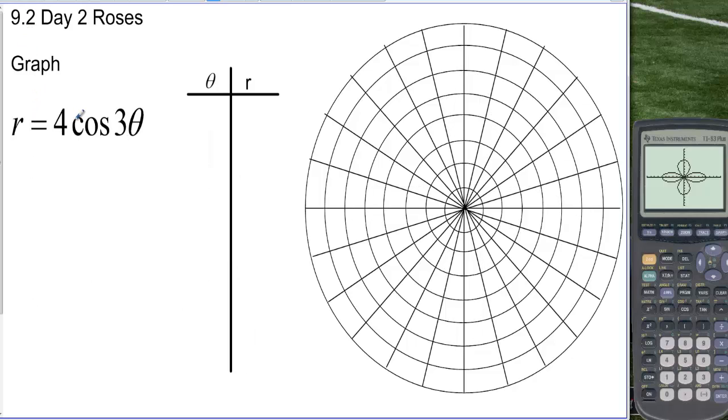R equals 4 cosine of 3 theta. Well, now we have to plot a little bit more because we have to go by pi over 6. We're going to double the 3. But we'll get a pattern going, and it'll make it a lot easier on us. So we have 0, and then we go pi over 6, 1. 2 pi over 6 is pi over 3. So we got 1, 2, 3 pi over 3 is pi.